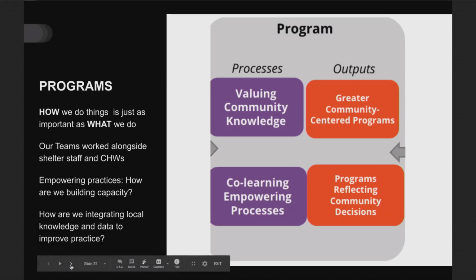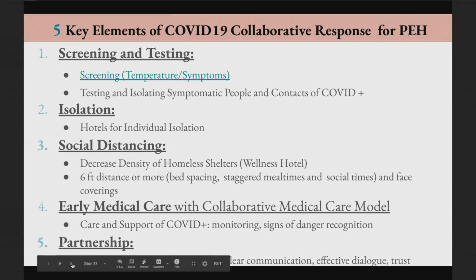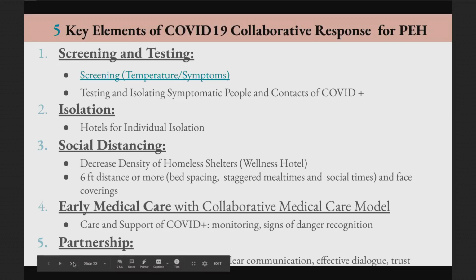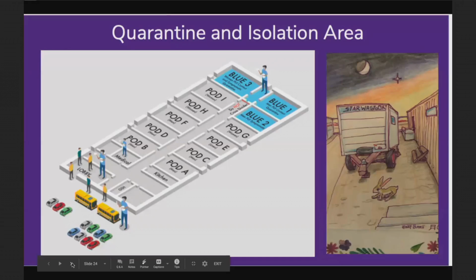So we worked alongside the shelter staff and CHWs, and we looked at really clear empowering practices, like how are we building capacity? How are we integrating local knowledge? We had very clear elements of what we were doing: screening and testing, isolation, social distancing, early medical care, and partnership. They were all key elements of our response. We developed quarantine areas together with the community, with the people experiencing homelessness. And this is one of their pictures of one of the people in quarantine. He was feeding this little bunny every day, and just like really a humane process, right?